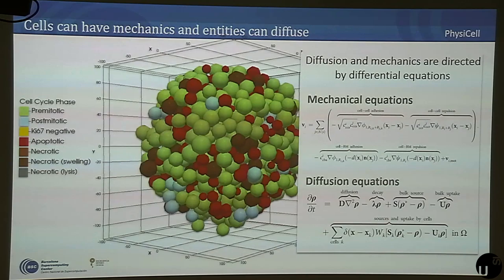So there are different mechanics and diffusion that govern the different cells and environment, determined by different equations. And the cells can affect the presence of these diffusible elements. So the cells can eat elements that are diffusible, and they can produce them. And the same for the environment. The cells can produce a given environment, or they can eat the different environment. So this environment can be dynamic, and it can also be reactive.